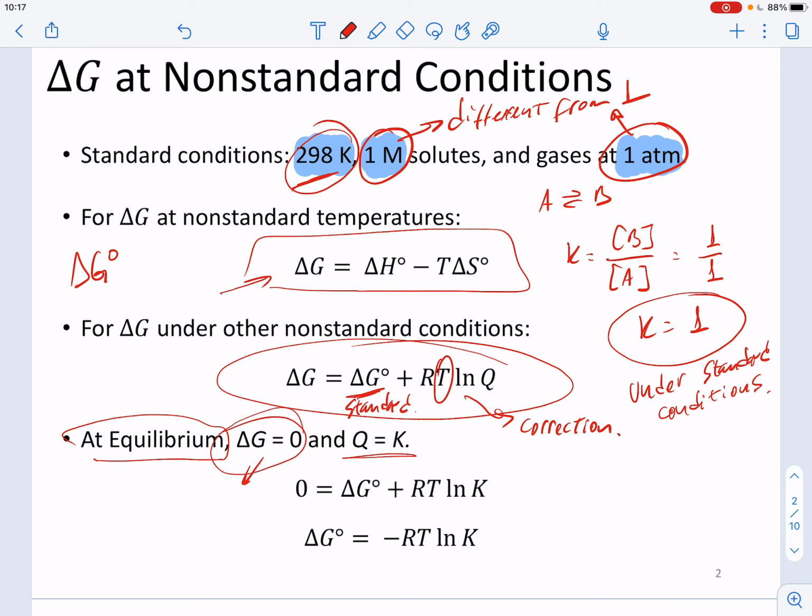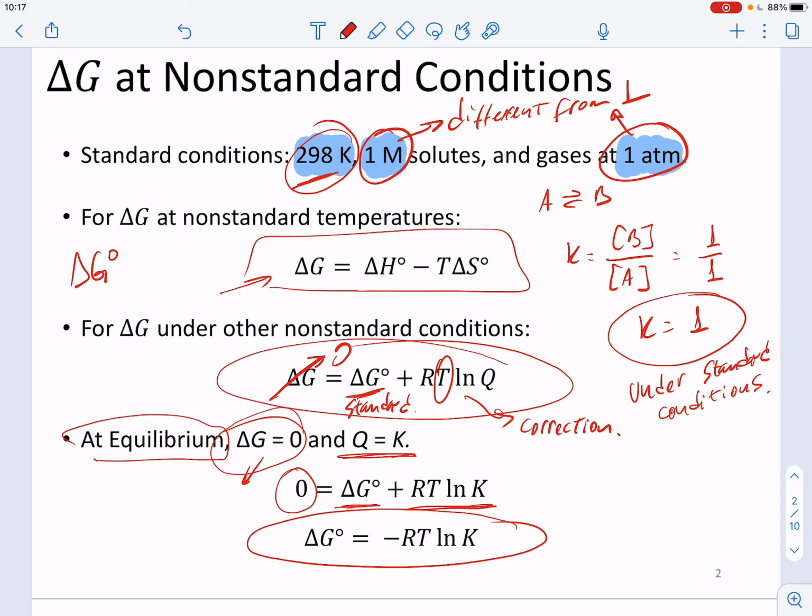At that point, if you are at equilibrium, you have been calculating the reaction quotient already. At equilibrium, the reaction quotient is equal to the equilibrium constant. So we just take this equation, we make this equal to 0, and then we end up with an expression in which delta G standard plus RT logarithm of K is equal to 0, right? Which means now we have an expression that relates delta G with your equilibrium constant.